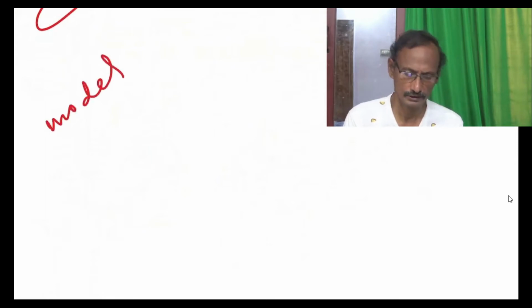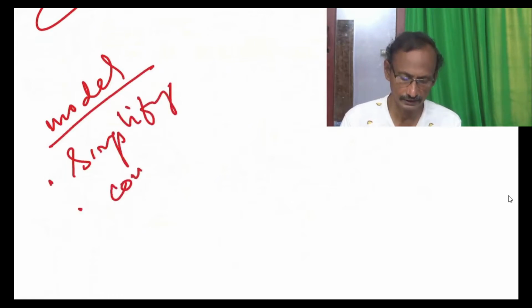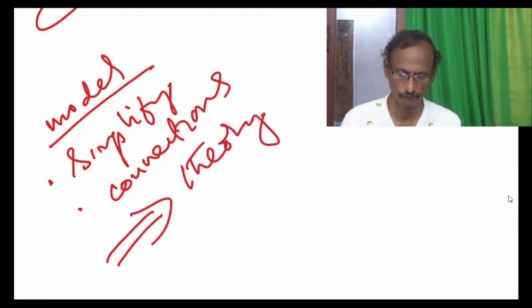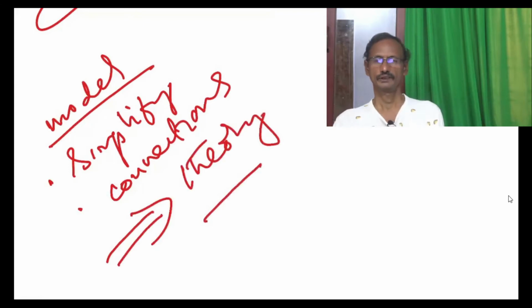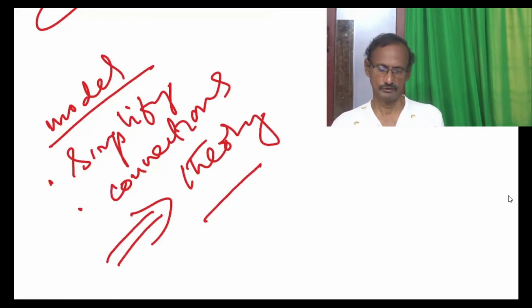Model is a simplification. Simplify. Get the connections across the variables. So in that, produce a theory. Theory is after all about the generalizations, about the relations across the variables. Okay.